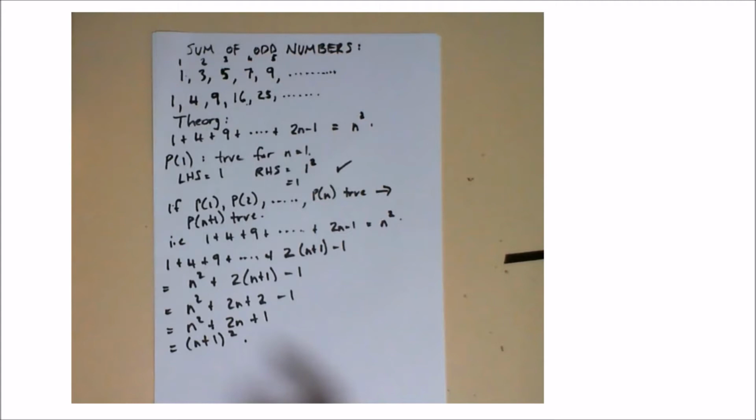So what we've shown is that the sum of the first n plus 1 numbers is n plus 1 squared. Now that's what we set out to prove when we were doing our proof. So therefore we've proved that it's true. This particular pattern and this theory is true for all values of n.